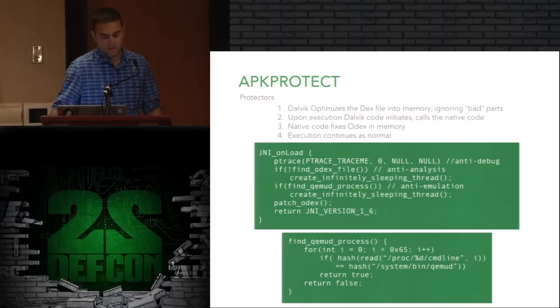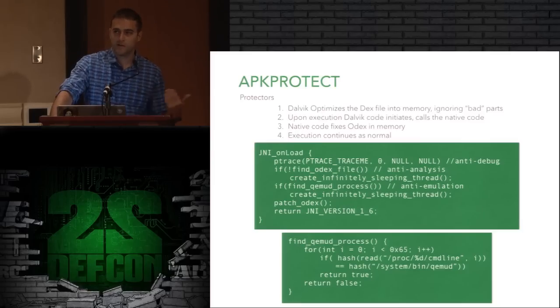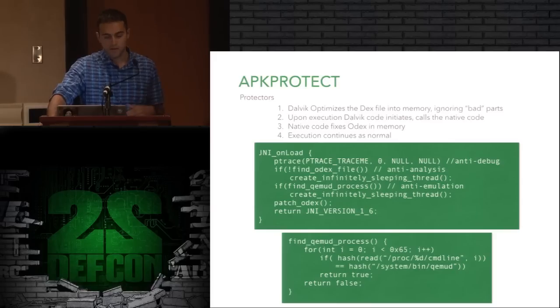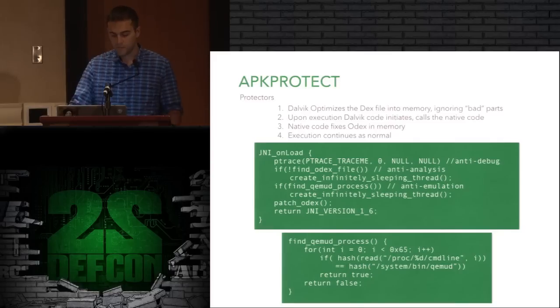Then all it does is it goes and tries to find its own ODEX file. This is basically in case a reverser has wrapped the application and changed things around. They're not going to be able to find their own ODEX. So that's an anti-analysis thread trick. If they detect that you're doing this, they just go into an endless loop and sit there, and that'll actually cause IDA to hang.